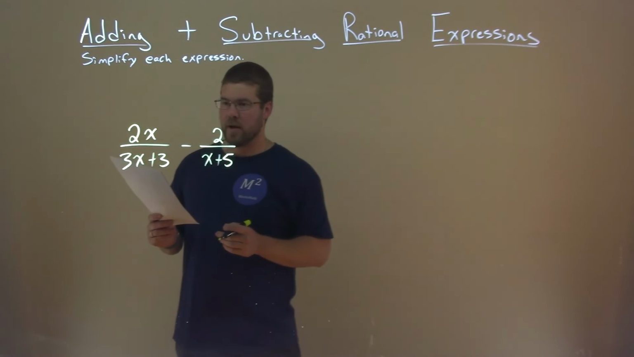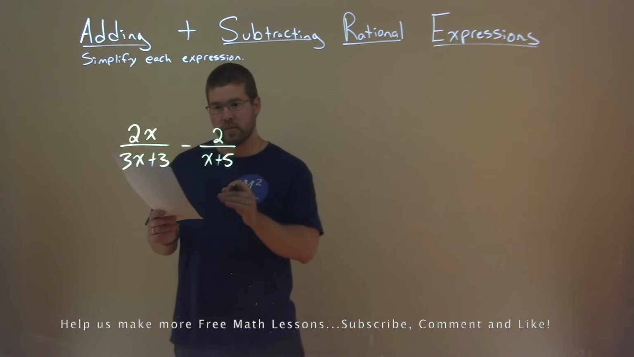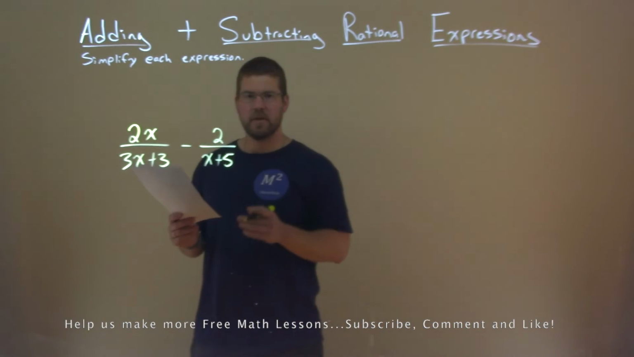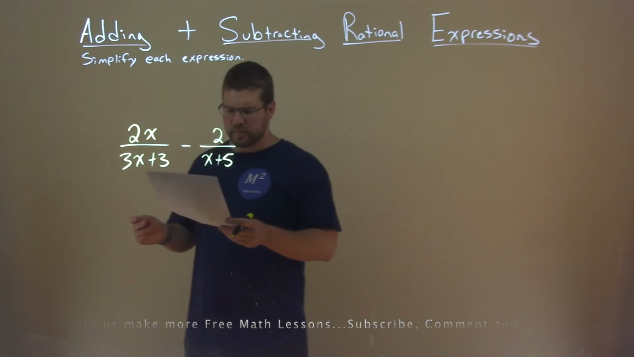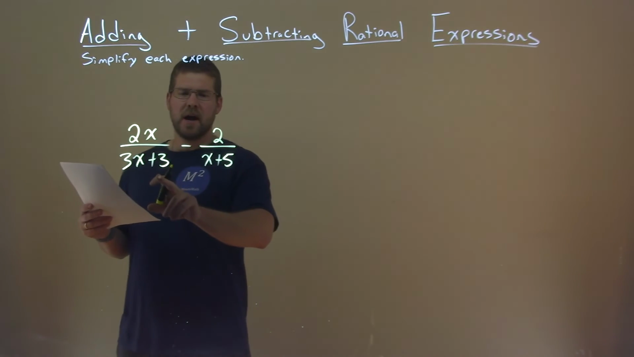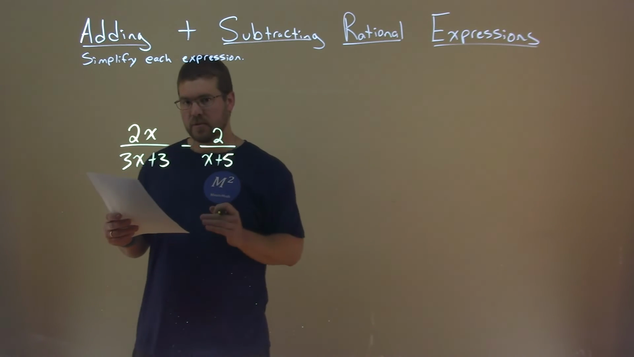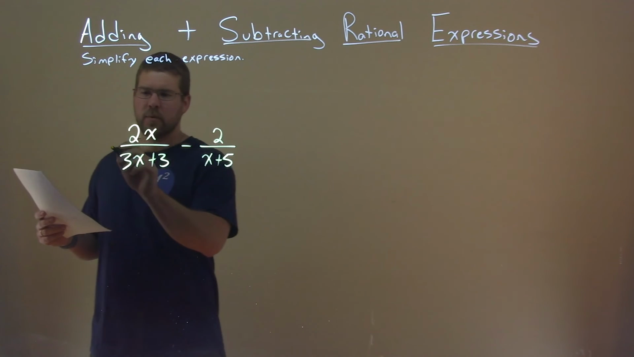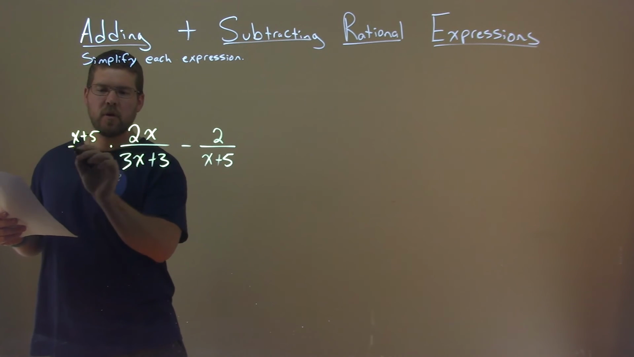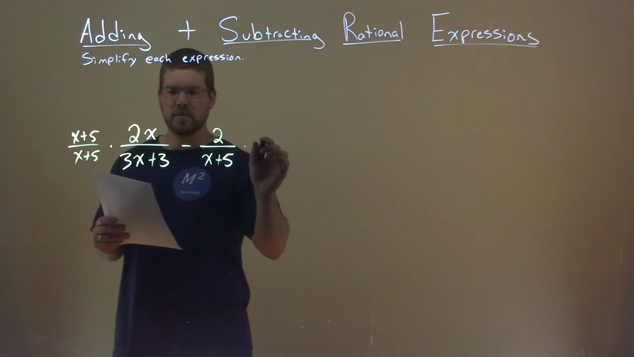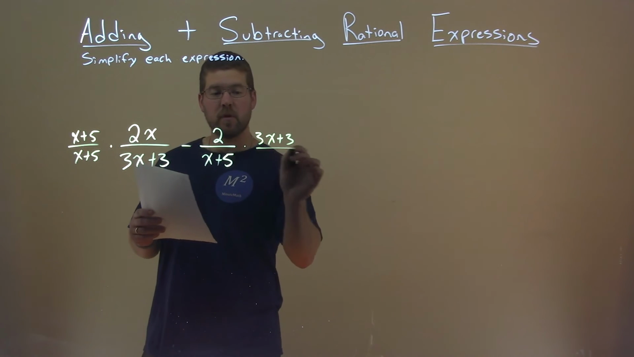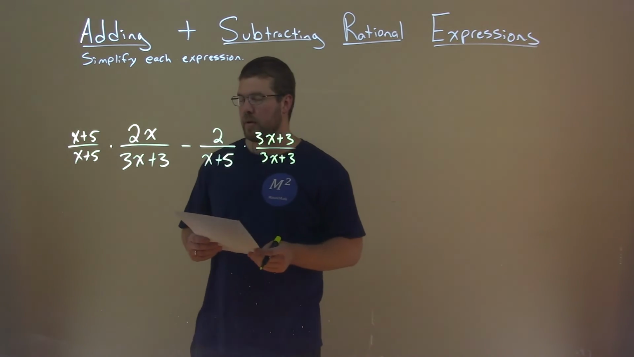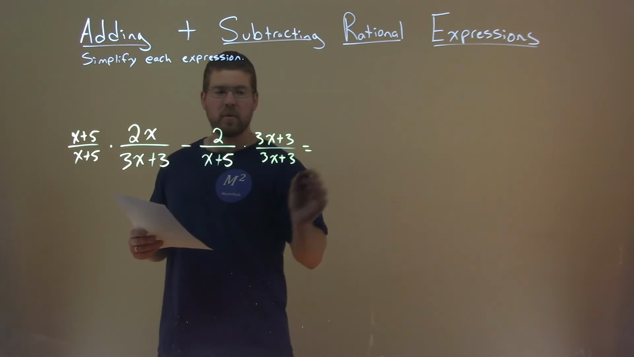We're given this problem right here. 2x over 3x plus 3 minus 2 over x plus 5. And we need to simplify this expression. Well, what I want to do here is I want to have a common denominator starting out. So if I want to have a common denominator, these clearly aren't the same. But if I multiply the first fraction by x plus 5 over itself, and the second fraction by 3x plus 3 over itself, I'll have a new denominator of x plus 5 times 3x plus 3. So what happens when we do that?